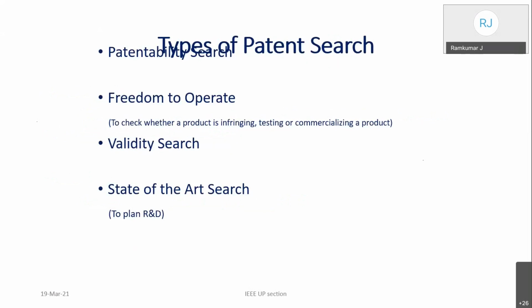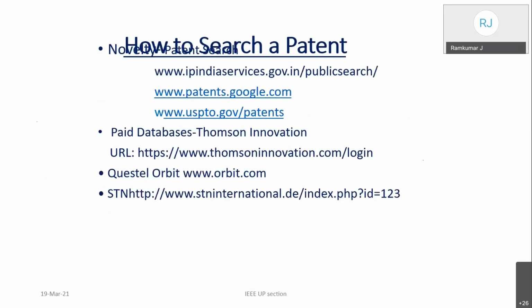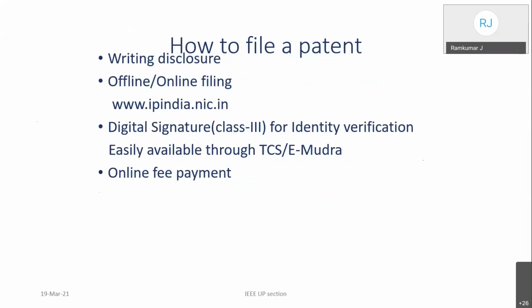So when you start writing a patent, there are different types of patent, patentability search is there. Then you have freedom to operate search, like your Google search, you have patent search. There are several websites with which you can start searching, and then you can start developing the patent documents. So these are all the sites which are available: www.ipindiaservices.com, www.patents.google.com, uspto.gov. Then you have Thomson Innovation. So many things are available. You can search and then get to see whether your product is available or not.